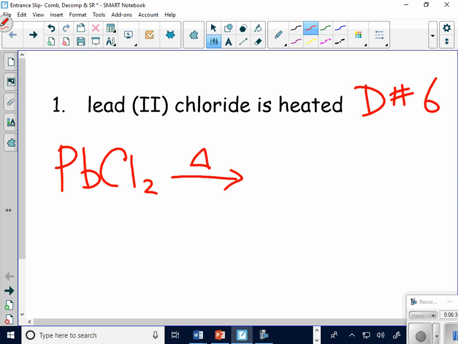Now, I need to predict what's going to happen. And as I can see on my reaction prediction packet, it says that a binary compound heated, which is my triangle there, heated will yield the constituent elements. So, what are my products going to be? Okay? The 2 elements, which is what?